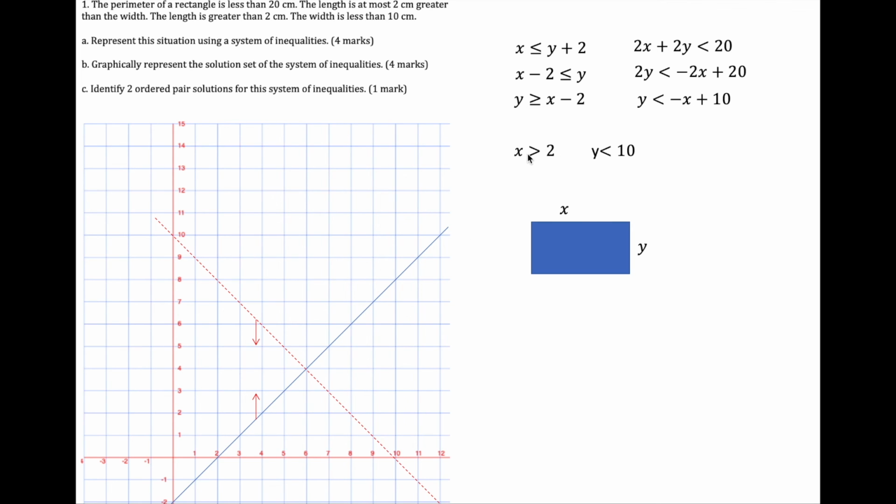Next one, x is greater than 2. Now that's a vertical line. Here's my x equals 2. Because it's greater than, it's going to be dotted like that. And x is greater than, I'm going to be looking at the values of x that are greater than 2, which is 3 and 4 and 5. So we're shading this way towards the right.